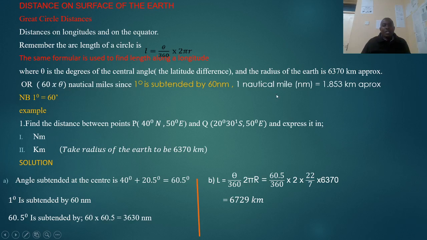And you realize that 1 nautical mile is approximately equal to 1.853 kilometers.